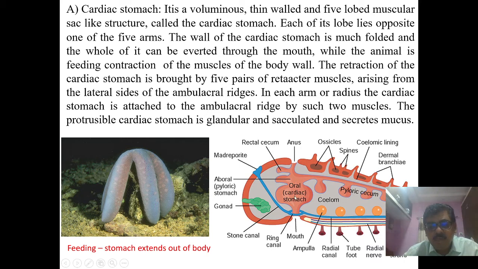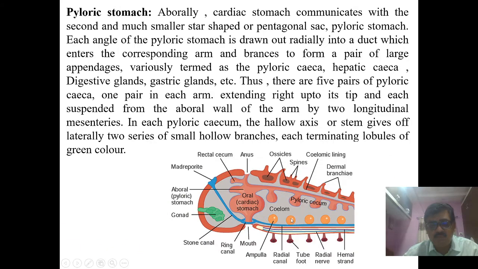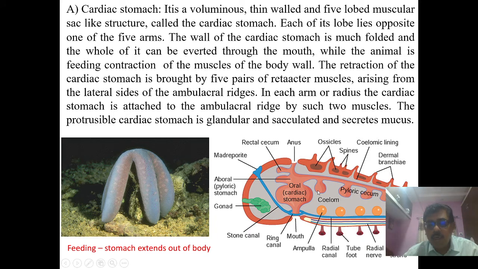The cardiac stomach is located toward the oral surface, and the pyloric stomach is toward the aboral surface. The cardiac stomach is voluminous, very large and thin walled, and it is a five-lobed muscular sac-like structure. It is called the cardiac stomach. Each of its lobes lies opposite one of the five arms.